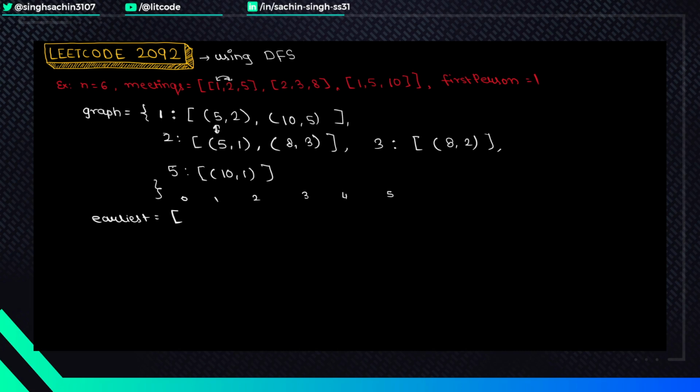Okay, so this is 5, and every index will tell you when the earliest person at index I came to know about the secret. For example, for 0, it will always be 0, and in this case, the first person is 1. So for the first person, it will be 0 again, because he got to know about this at time 0. Okay.